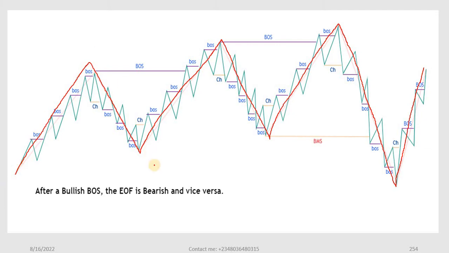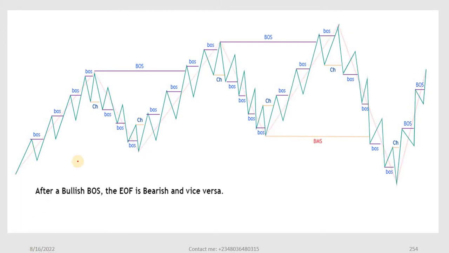So in this major structure in red, we have the minor structure, or what we refer to as the internal structure. Now the change of character is a change of the trend. We already know that for us to have a change of trend, we must have price trading through the structure that led to the break of structure. This is what I mean.